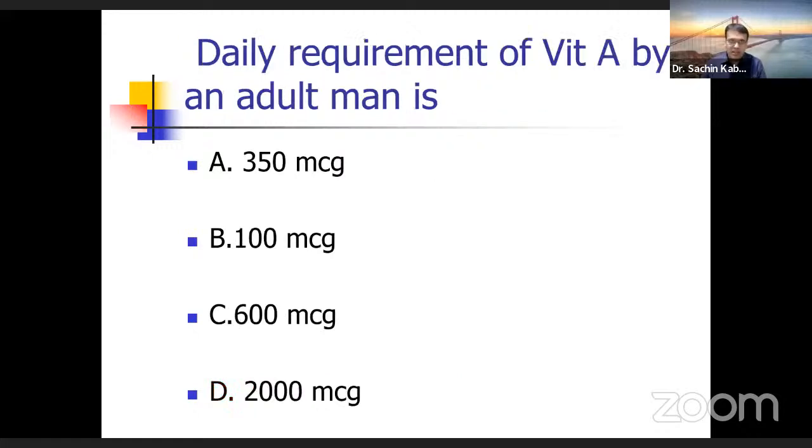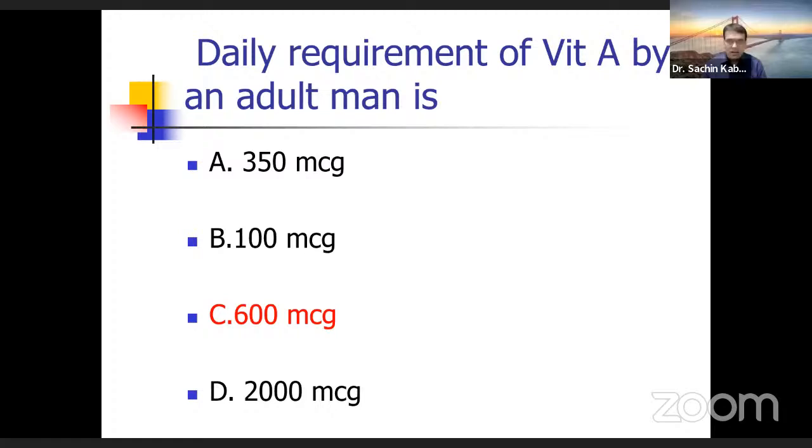Again, a question on biochemistry. I'm asking very basic questions. Daily requirement of vitamin A by an adult man is option A, 350 micrograms, option B, 100 micrograms, option C, 600 micrograms, option D, 2000 micrograms. Your time starts now. 350, 100, 600, or 2000. Daily requirements of vitamin A. Last 2 seconds remaining. Okay, the answer is C, 600 micrograms.